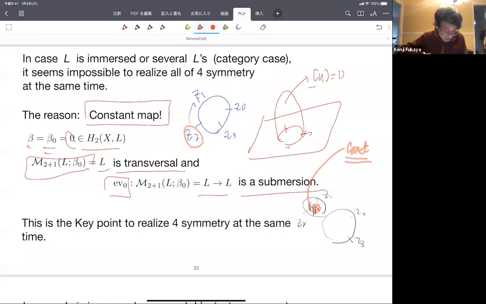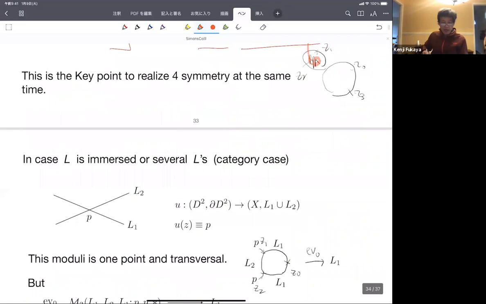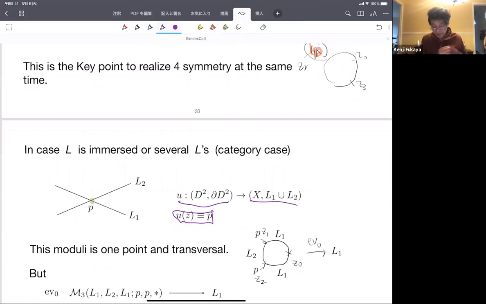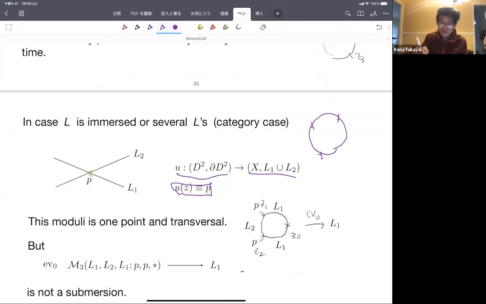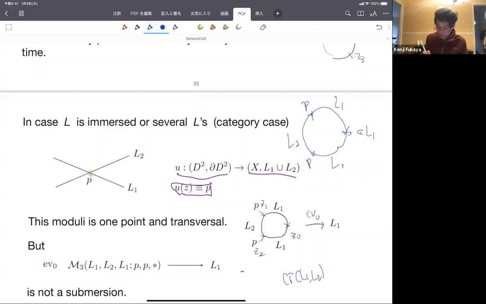Now, we consider the case when L is immersed, and we have several L like this. We have this intersection point P, and we consider the map u, which is a constant map that goes to this P, and we regard this map from this source curve. So we have this disk with three marked points. We require that this part goes to L1, this part goes to L2, this part goes to L1. Then this part goes to P, this part goes to P, and this part goes anywhere in L1. This is something like computing CF(L1, L2) tensor CF(L2, L1), which goes to C(L1, L1).